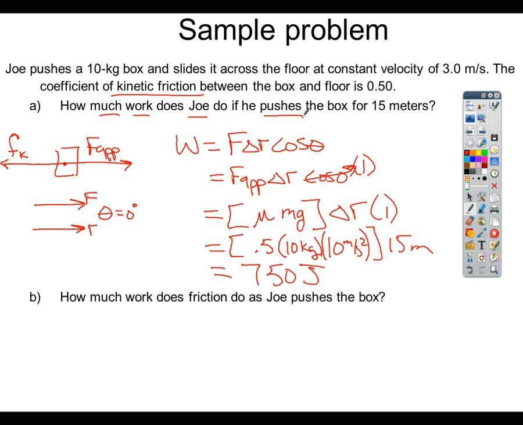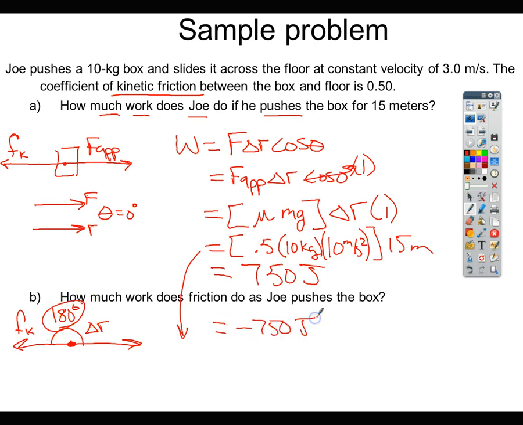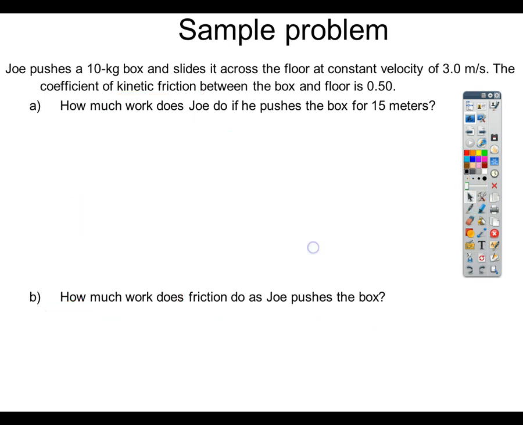They want to know how much work does friction do as the box is being pushed. So because the friction is going in one direction, so here is our kinetic friction, and the displacement is in the other direction, that angle would be 180 degrees. So if we use this same equation, but instead we use that negative value because of the cosine of the angle, you're going to end up with negative 750 joules. On the AP test, you would need to show all the work in order to get there, but for this one you don't.